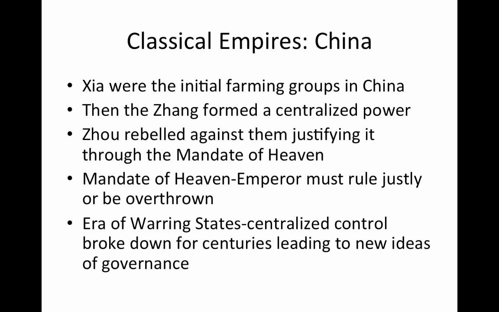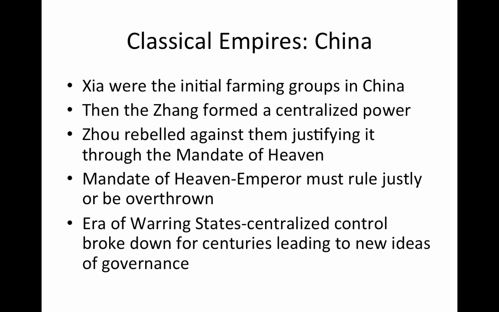A fourth classical empire is the Empire of China. China has numerous different dynasties that we'll be studying about this year. They started off with a mythical dynasty we really don't know if they existed, called the Jia. The Jia were farming groups that settled by rivers. Sounds very familiar with some of the other societies that we have studied about.